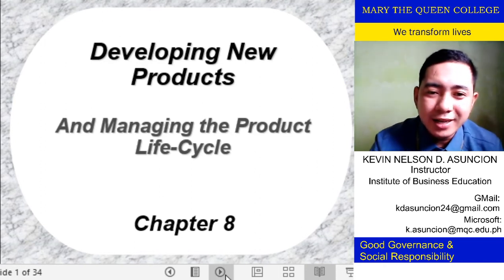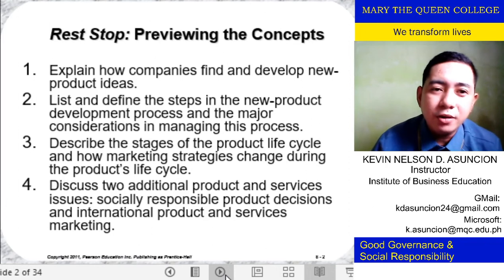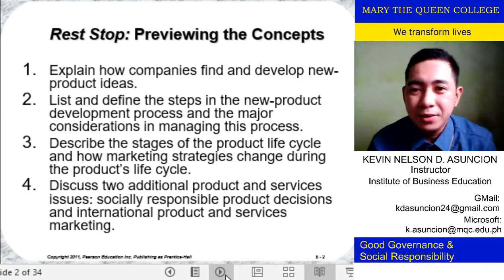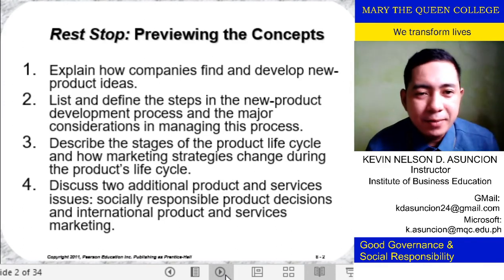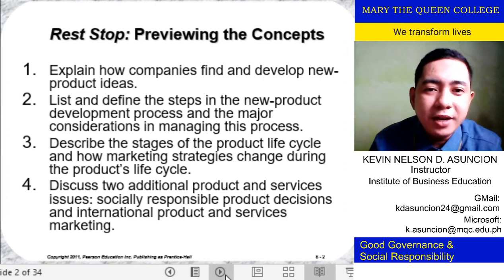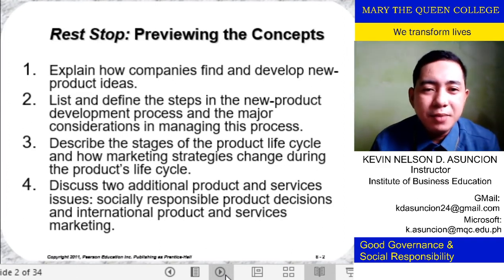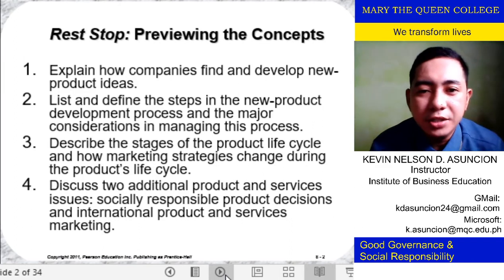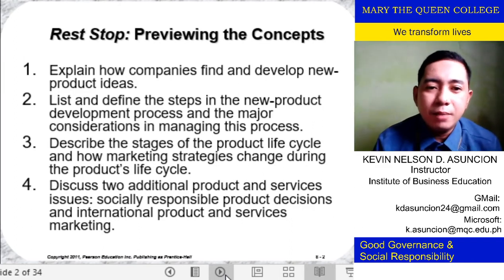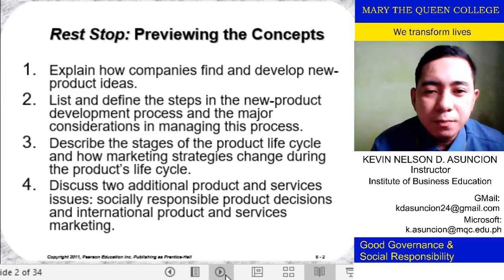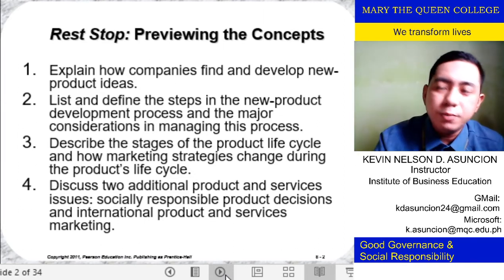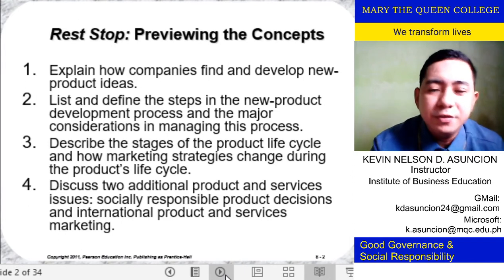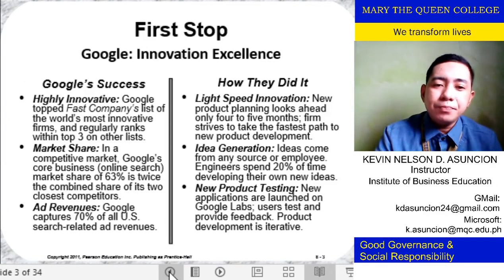So let's tackle this lesson, and we'll run through our learning objectives. First, you're able to explain how companies find and develop new product ideas. Of course, we have been through that in the past. Two, list and define the steps in the new product development process and the major considerations in managing the process. Number three, describe the stages of the product life cycle and how marketing strategies change during the product life cycle. Number four, you discuss two additional product and services issues, being socially responsible product decisions and international products and services marketing.